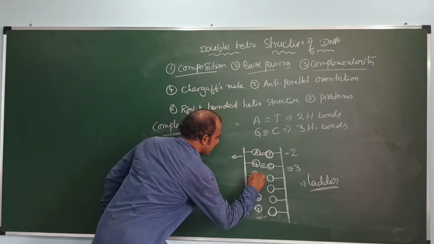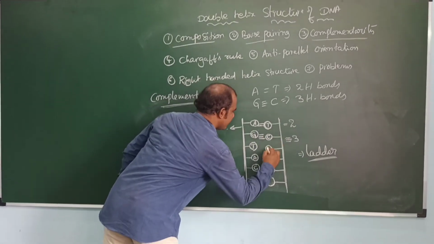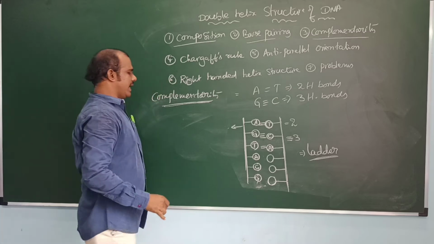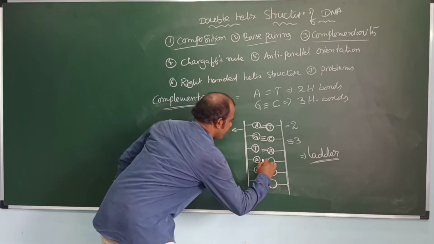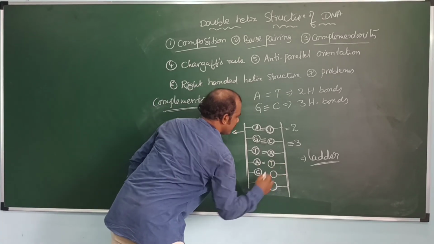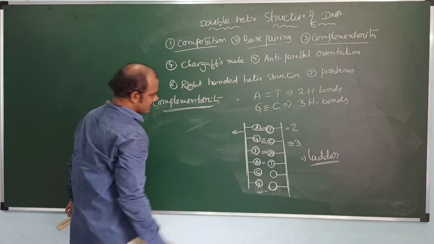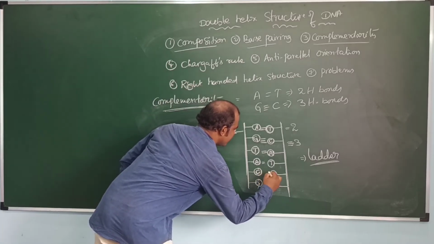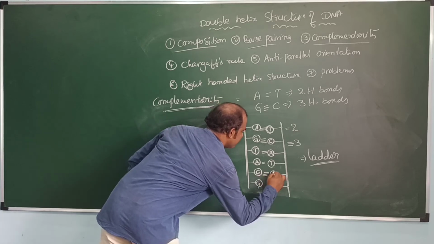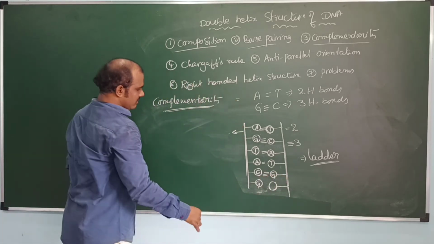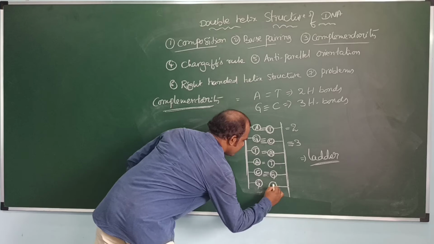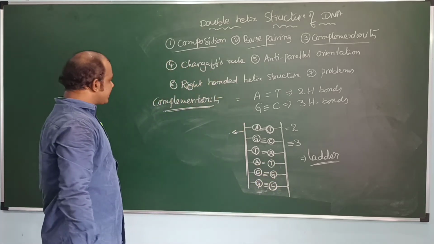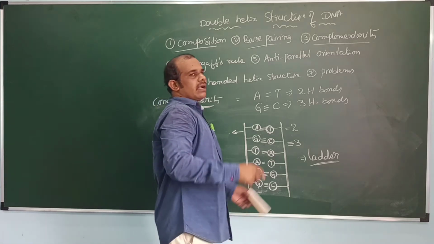So thymine must be paired with adenine only through two hydrogen bonds, as well as adenine is paired with thymine through two hydrogen bonds, as well as cytosine is paired with guanine with three hydrogen bonds, as well as guanine is paired with cytosine with three hydrogen bonds. This is known as complementarity.